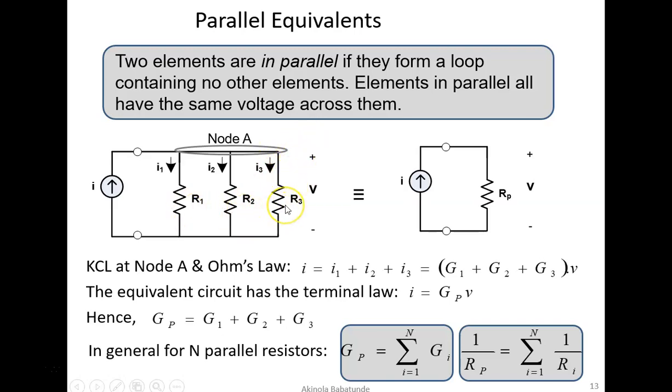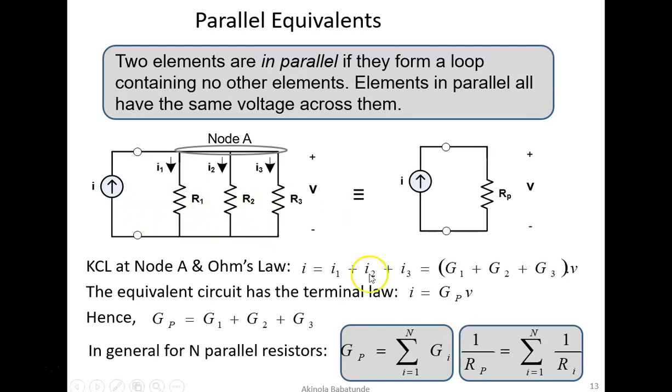R1, R2, and R3 are parallel because the currents flowing through all of them are different. I1 is not the same as I2, it's not the same as I3. So if different currents flow through circuit elements in the same circuit, those circuit elements are said to be parallel.